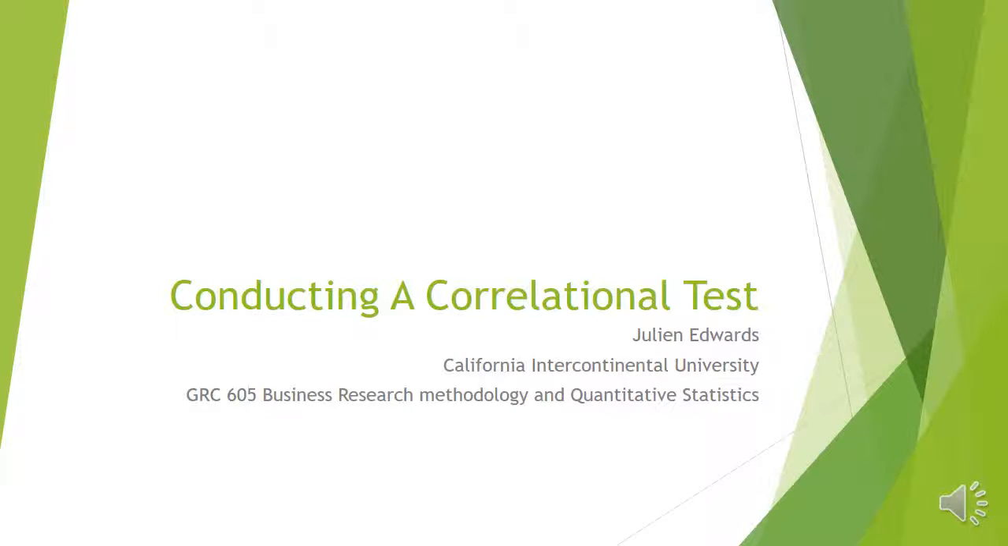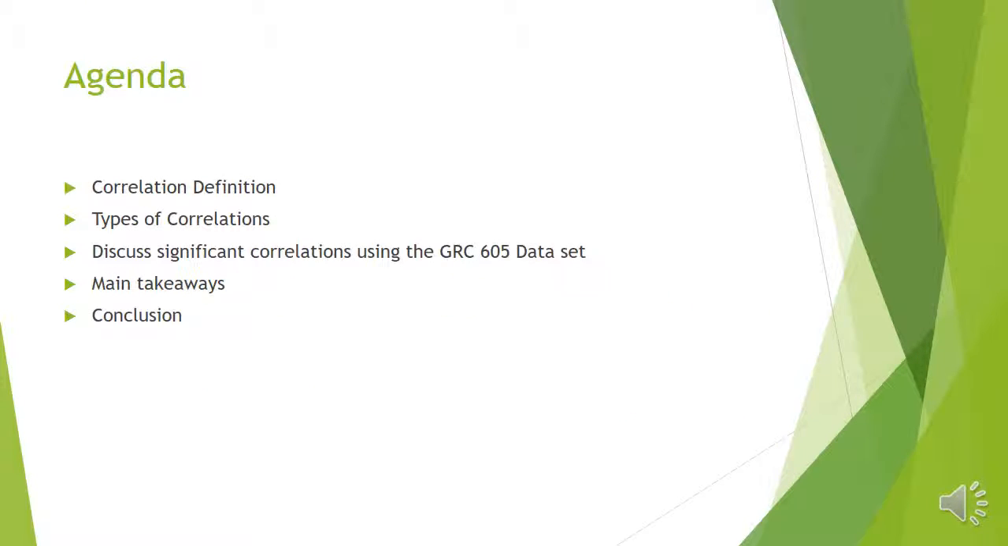My name is Julian Edwards, a DBA student at the California Intercontinental University, and today we're going to be discussing conducting a correlational test. Our agenda for today will be first to define correlation. We will discuss the types of correlations, discuss the significant correlations using the GRC 605 dataset that was given, followed by our main takeaways from the presentation before our conclusion.